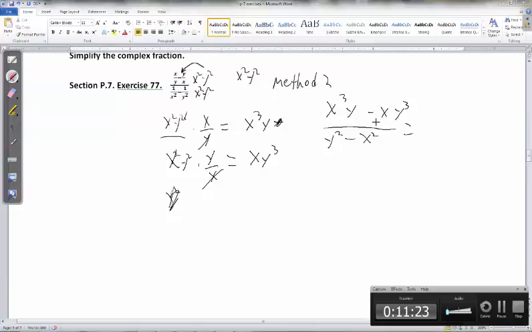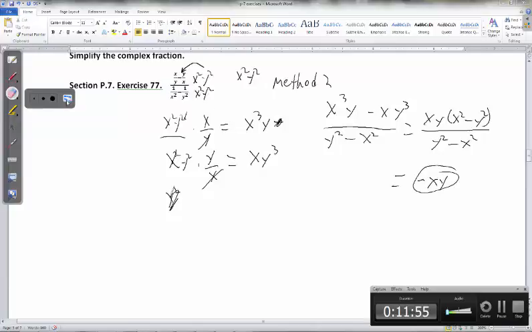So if you pull out an xy on the top, so you got common, you'll end up with x squared minus y squared over y squared minus x squared. And as we've seen before, these are just opposite signs, so I just factor out a negative from one of them. They would reduce away, and I'd end up with negative xy.